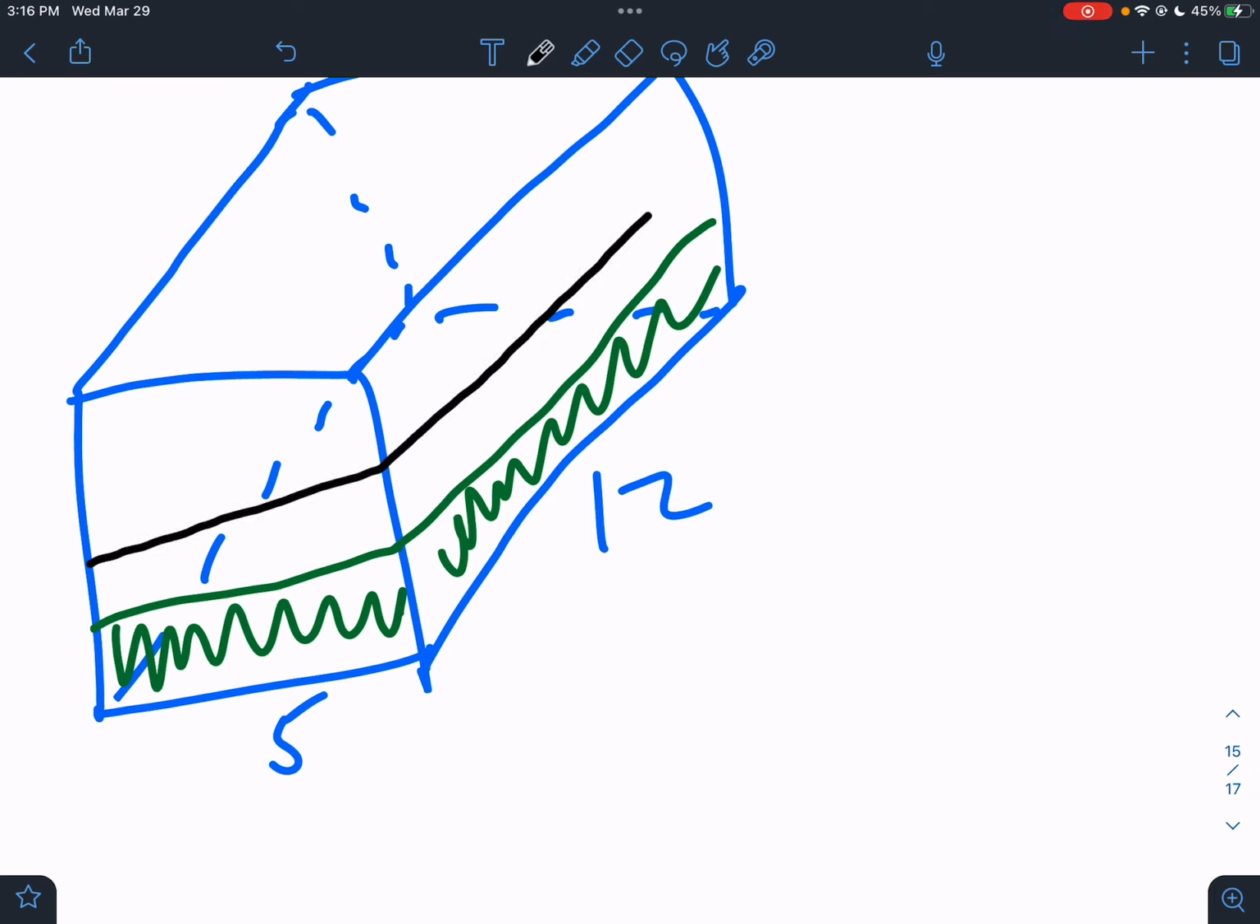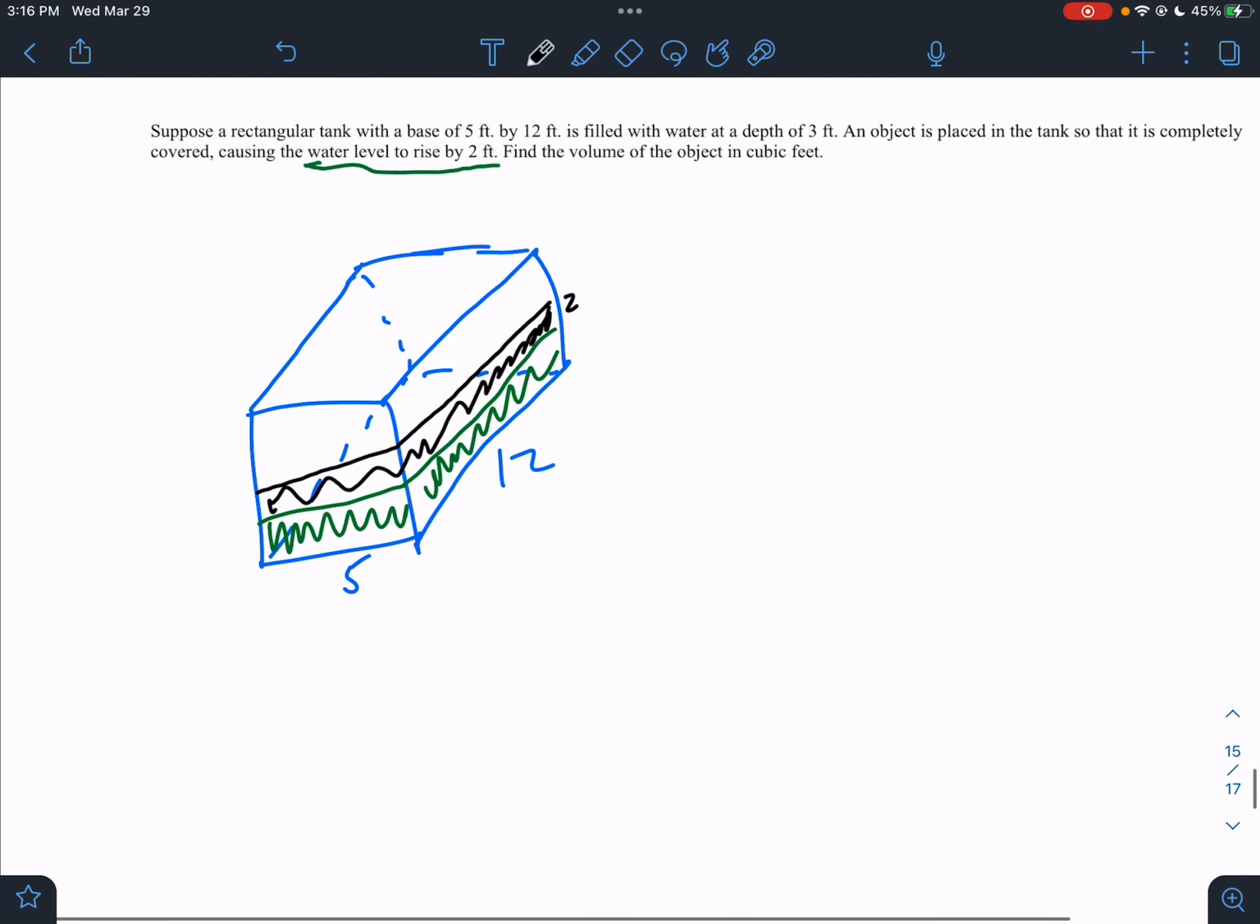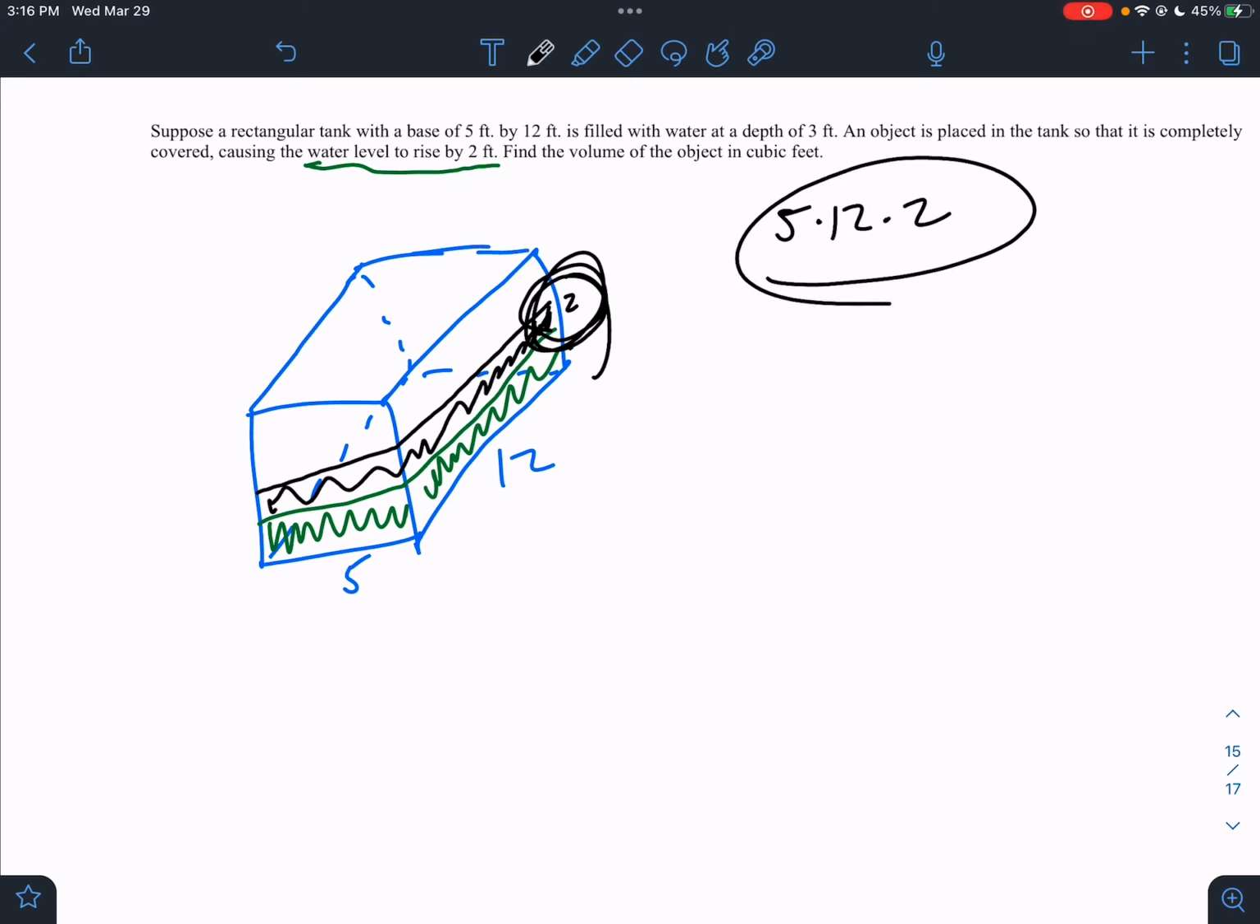So water is going to take the shape of the object it goes into. This right here, the black portion, is the part I care about. I don't care about the 3. I don't care about the 5. I care about the 2. I care about the area of the base times the height. That's what I care about. And that's going to be 120.